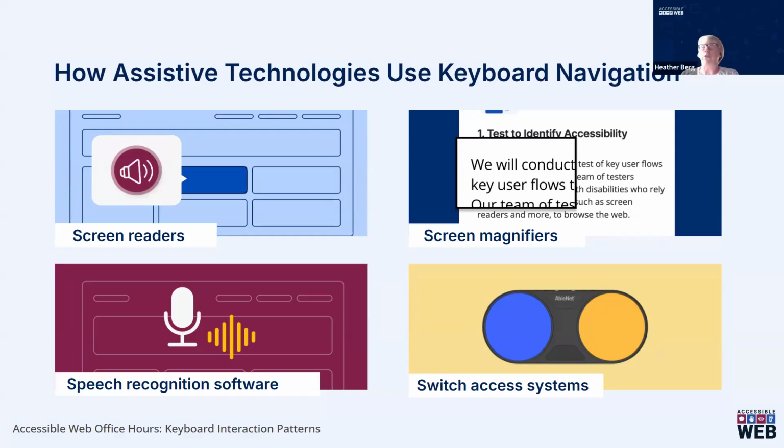Screen magnifier follows keyboard focus to keep the active area of the screen in view, helping users to stay oriented as they navigate. Speech recognition software converts spoken commands into keyboard commands, allowing users to navigate, activate controls, and enter information without ever touching a keyboard. And switch access systems convert switch input into, you guessed it, keyboard commands, moving focus one element at a time and activating controls when users make a selection.